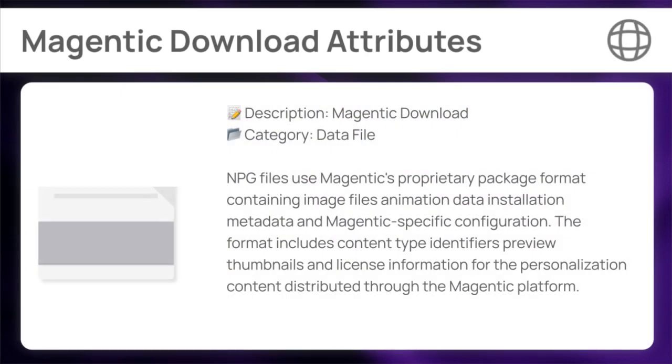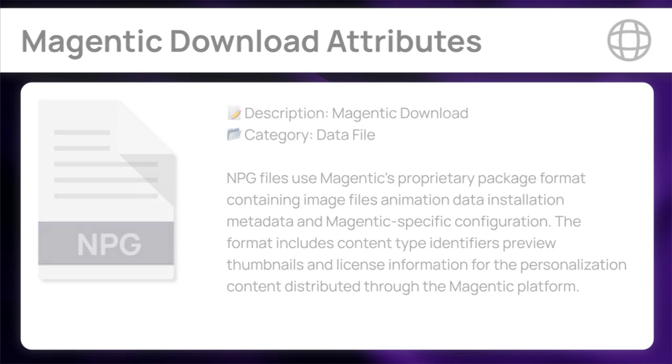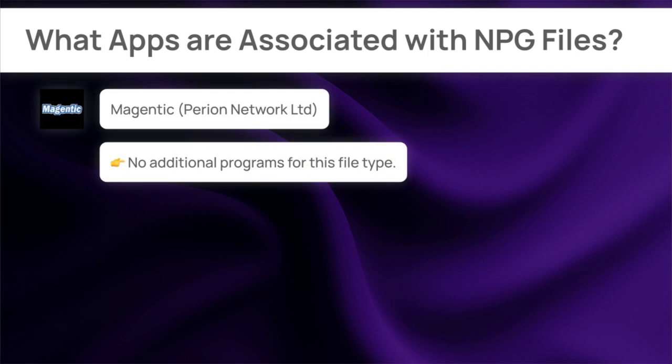NPG files use Magentic's proprietary package format, containing image files, animation data, installation metadata, and Magentic-specific configuration. The format includes content type identifiers, preview thumbnails, and license information for the personalization content distributed through the Magentic platform. The official utility recommended for the NPG file is Magentic by Perion Network Limited.